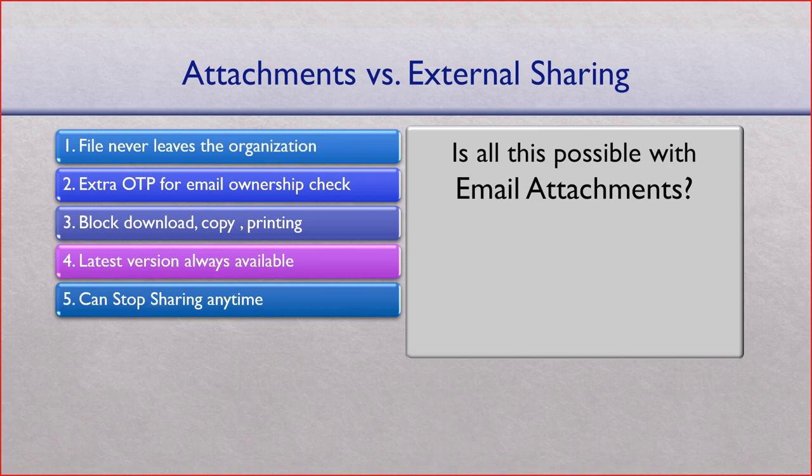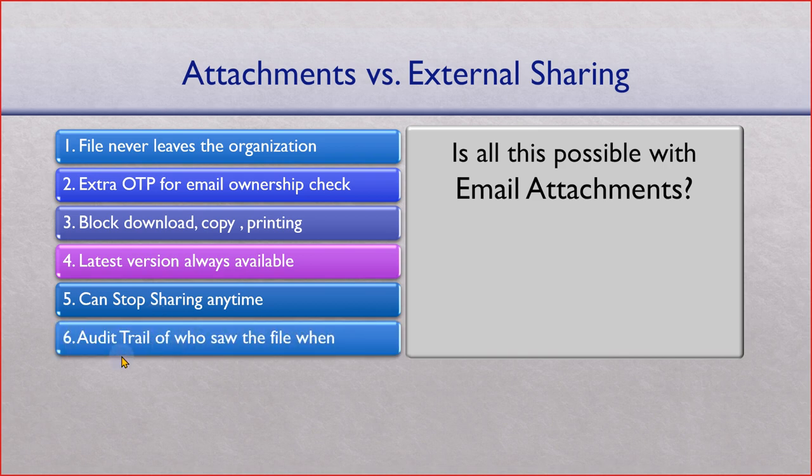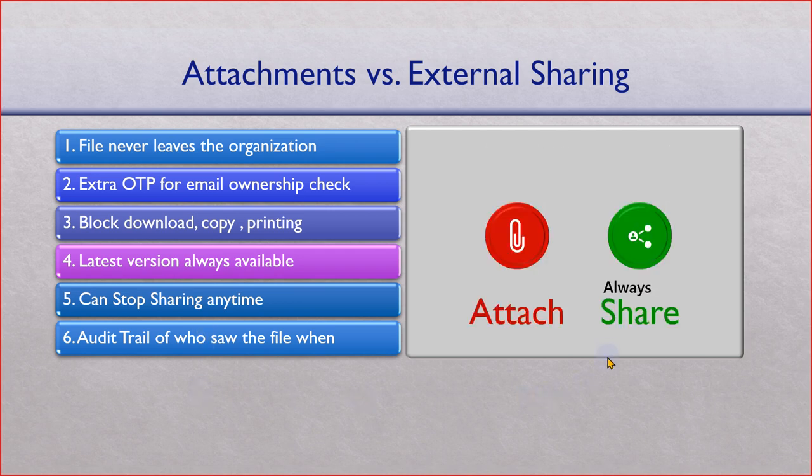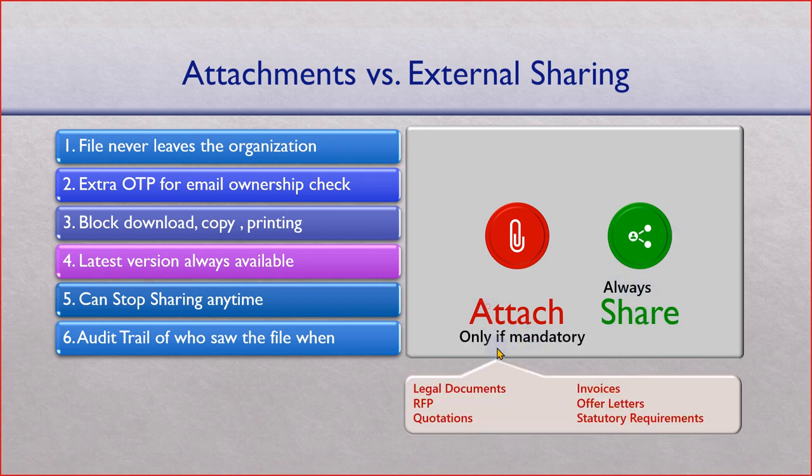And you can stop sharing anytime. This is also important. Attachment is gone, no control. Here, full control. And in addition to all this, you get a proper audit trail. If you are really worried, you can actually enable auditing in OneDrive, which will give you an even more comprehensive audit trail. So security is better with this. That's why, as far as possible, encourage people to share links. There may be a few requirements, legal or statutory, where you can 100% send attachments.